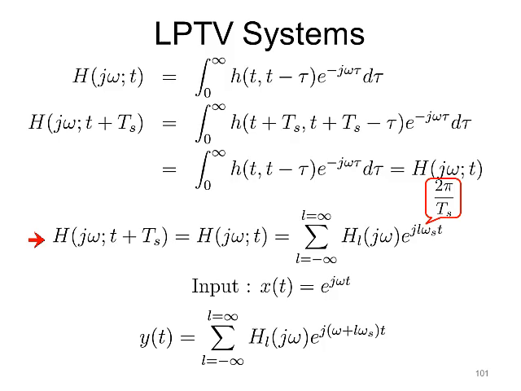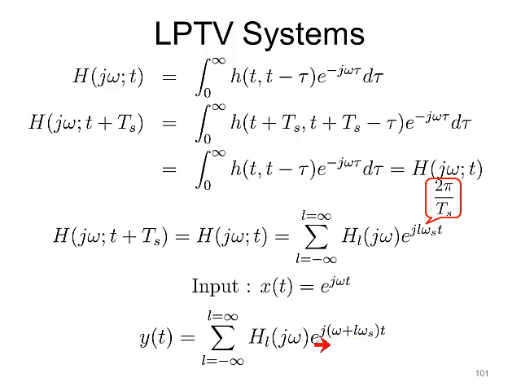Now, anything which is periodic can be expanded as a Fourier series. This means, therefore, that the time-dependent frequency response can be expanded as follows, where the fundamental frequency of the Fourier expansion is 2 pi over Ts, where Ts is the periodicity with which the LPTV system is varying. Therefore, if the input to an LPTV system is e to the j omega t, then the output is of the form h sub L of j omega, which are the coefficients of the Fourier expansion of the gain, multiplied by e to the j (omega plus L omega s) t.